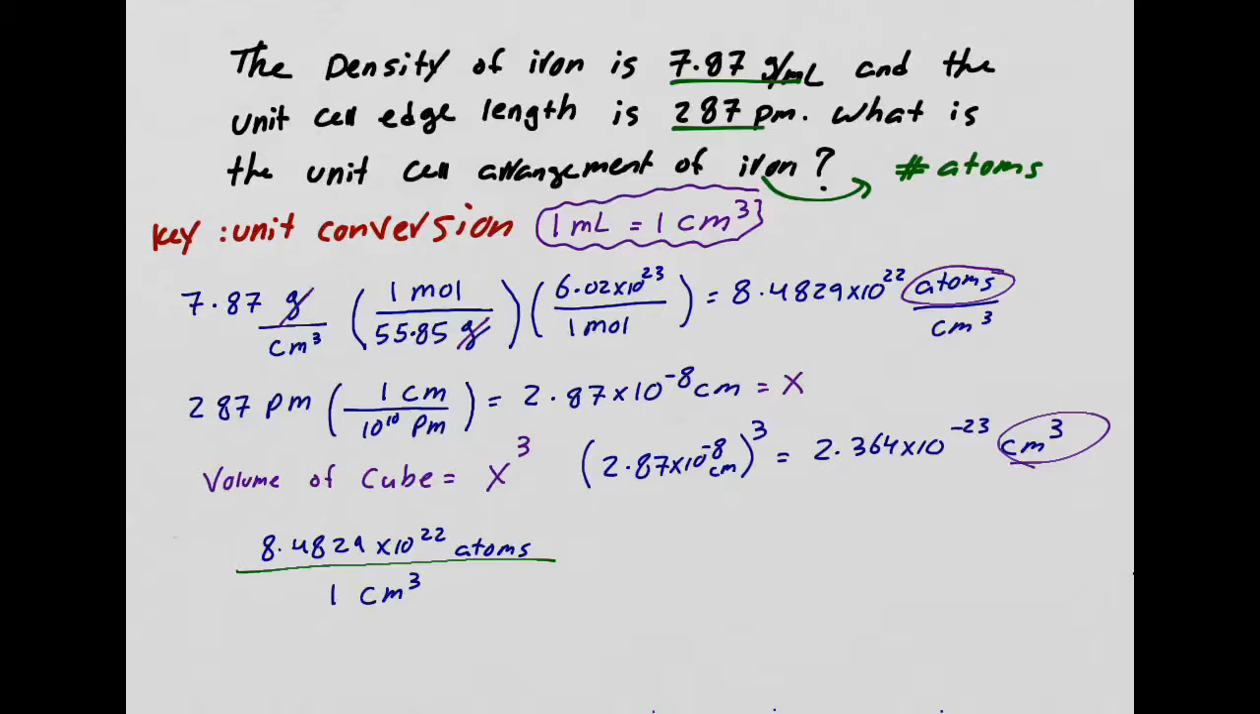centimeter cubed. I want to set up a proportion. Now, what I have is 2.364 times 10 to the minus 23rd centimeter cubed. How many atoms is that? Okay, I'm gonna go over this video in a second after I stop erasing my work.